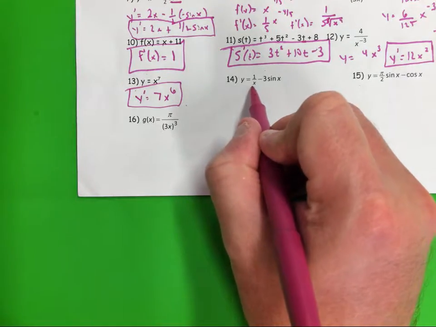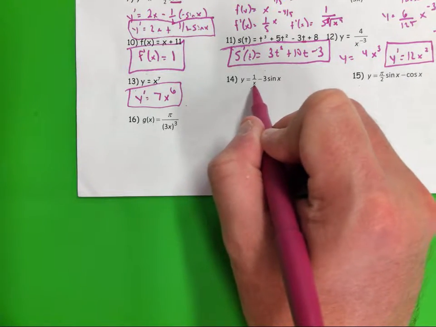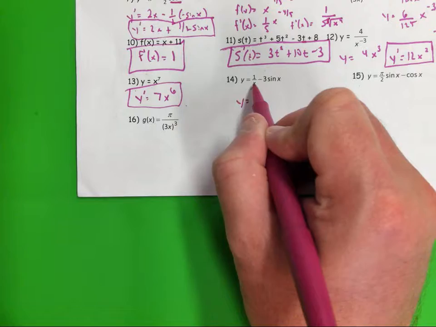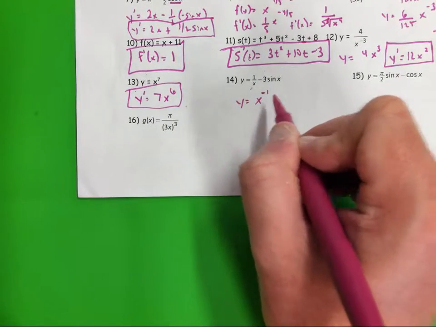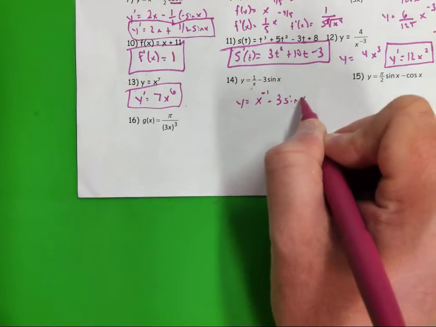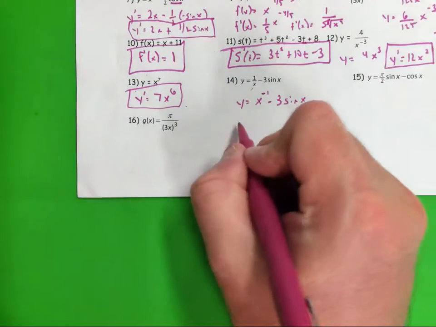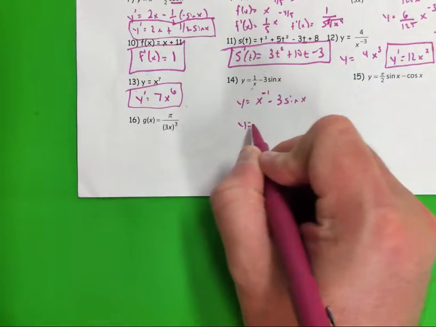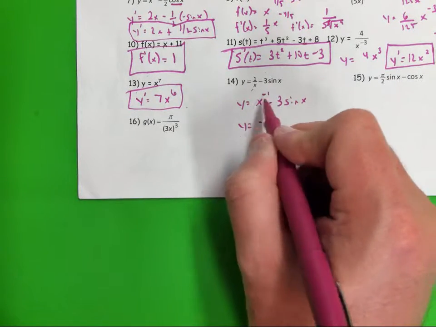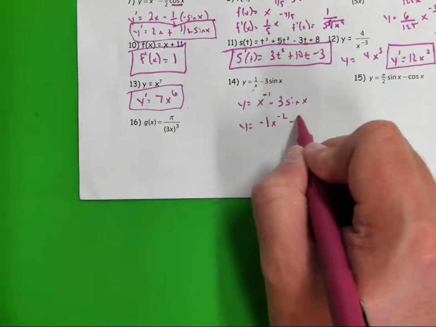Number 14, I have two terms here and here. First of all, that x in the denominator is catching my attention, so I'm going to rewrite that as x to the negative 1 minus 3 sine of x. Now, I'm going to find the derivative of this and the derivative of that. So y prime equals negative 1 times 1 is negative 1, x, minus 1 is negative 2, minus 3.